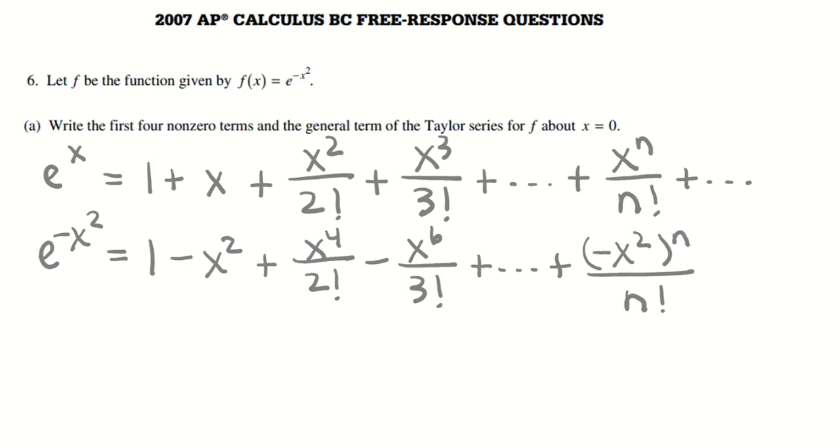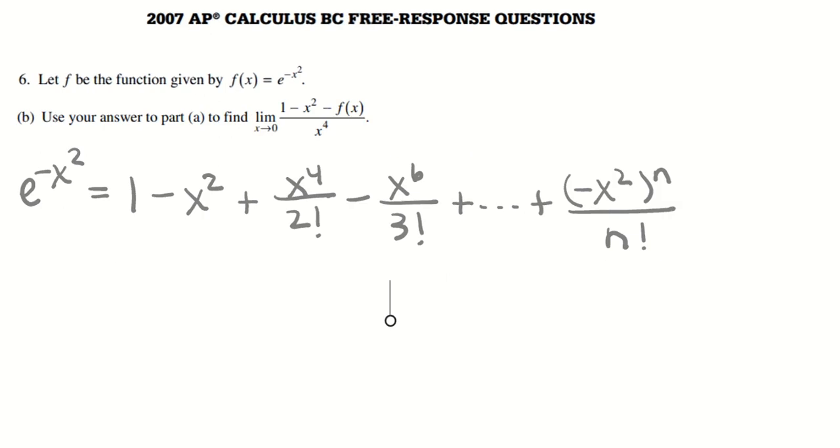And I have written the first four non-zero terms and the general term of the Taylor series for f around x equals 0. Now we're going to use our answer from part A to find the limit as x approaches 0 of 1 minus x squared minus f divided by x to the 4th. And you might be looking at this thinking, wait a second, I feel like I could do this myself. It's going to be a L'Hopital's rule question, right?